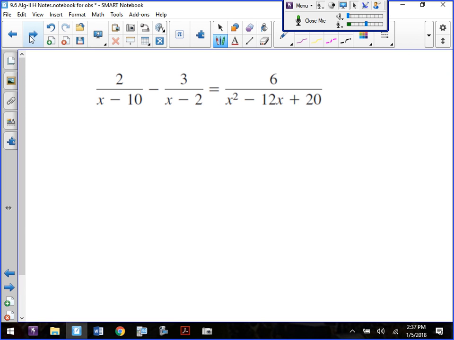Take a minute and go for it. What times what's 20 that you add together to get negative 12? Negative 2 and negative 10. Hey, isn't that convenient?